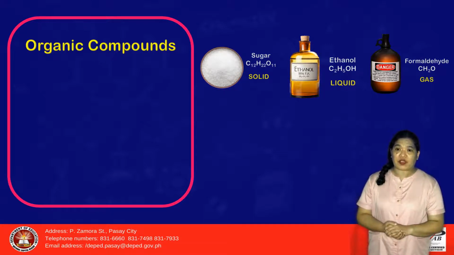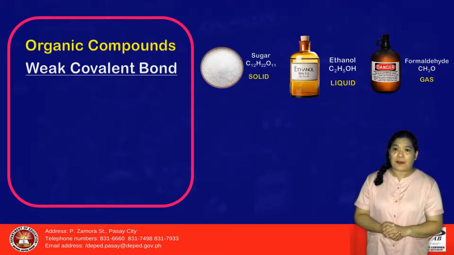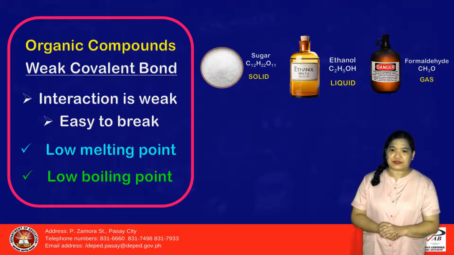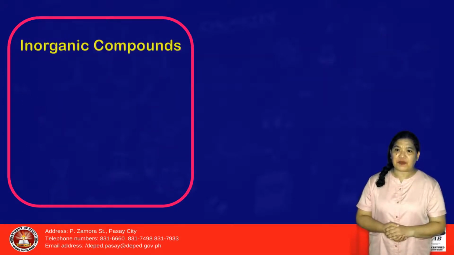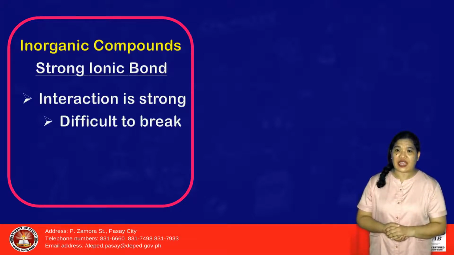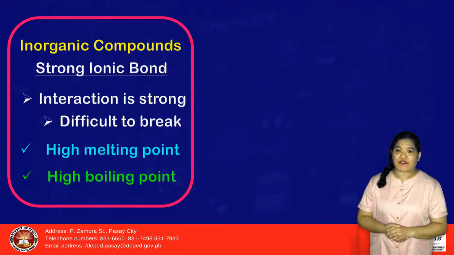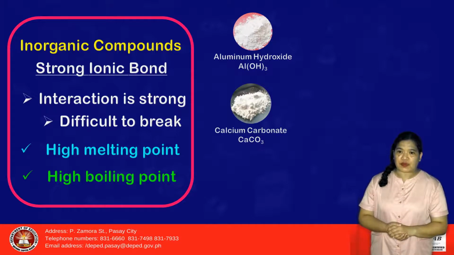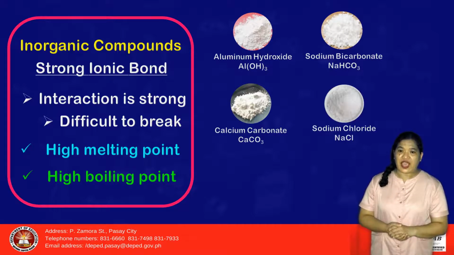Organic compounds are made of comparatively weak covalent bonds, making the interaction among organic compounds low and not strong. That's why it is easy to break. On the other hand, inorganic compounds are mostly made of strong ionic bonds, making the interaction strong and difficult to break, which gives them very high melting and boiling points. Examples are aluminum hydroxide, Al(OH)3, calcium carbonate, CaCO3, sodium bicarbonate, NaHCO3, and sodium chloride, NaCl.